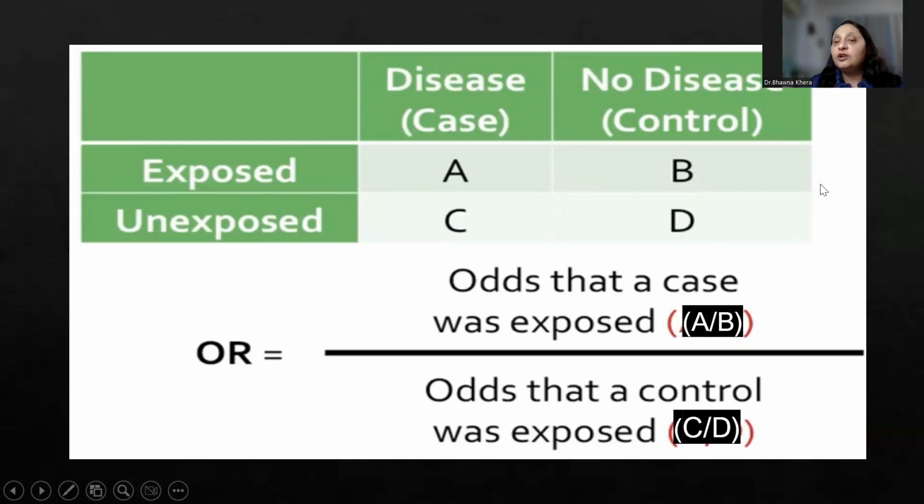We do not have a total population sample here. We cannot add up A and B because we have taken two different groups. It is not the same population sample. In relative risk, we took one population sample and then divided it into these two. But here in case control, we are starting with two population samples and they are different. So we cannot combine these two. Therefore, A by B and C by D.